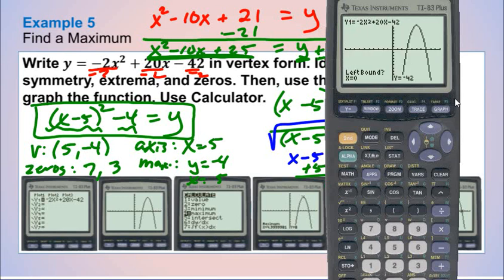Now to find the maximum, if I hit second trace, the maximum is number 4. Hit enter, and then it says left bound. I need to go to the left side of the vertex. So anywhere on the left side, hit enter. Right bound, so I go to the right side. Anywhere over there, hit enter. Hit guess, hit enter a third time, and it'll tell me my vertex, which is, when they say 4.9999, that means 5. And then I have my y coordinate at 8.